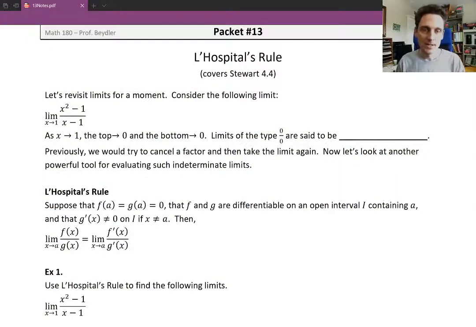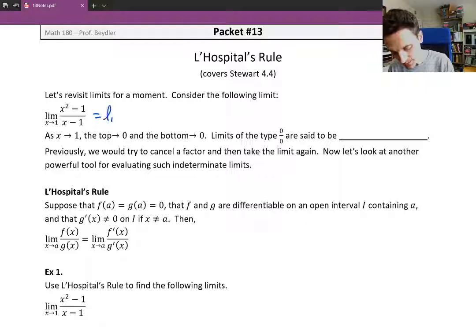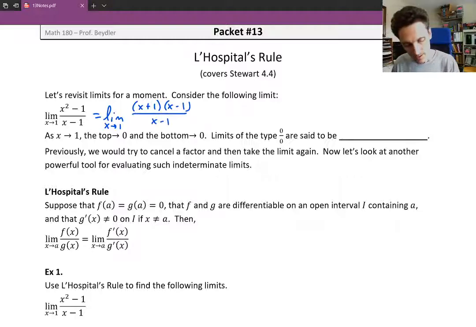If we revisit limits just for a moment, you might recall that the limit as x approaches 1 of x squared minus 1 all over x minus 1, the way we would approach that was we would factor the x squared minus 1 on the top and cancel off the factor of x minus 1. That was the factor that was making the bottom 0. So this is how we would do this kind of a problem before. Factor the top, cancel off that factor that's making both the top and the bottom 0, and then you could plug in the x value that you're approaching, and you would get 2.